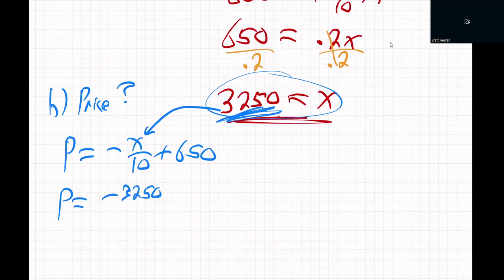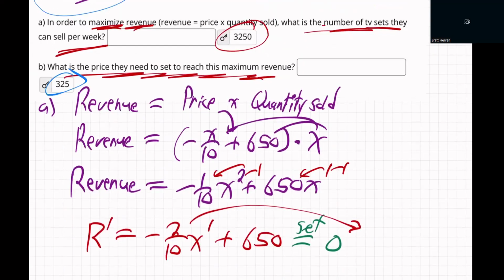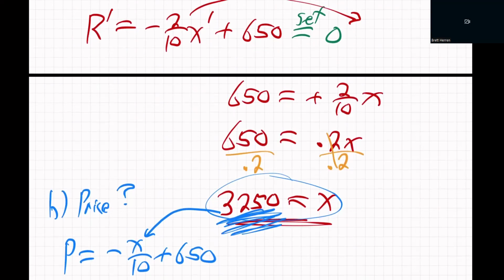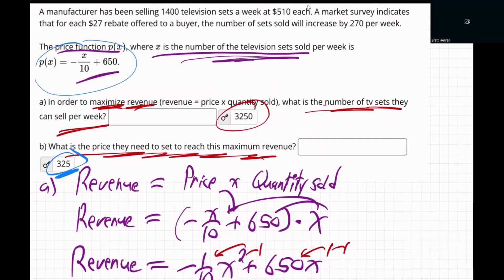Minus 3250 over 10 plus 650. So the price equals minus 325 plus 650, which is positive 325. So they should set the price at $325 a TV set, and they will maximize their revenue selling 3,250 televisions and making maximum revenue. And so there we go.